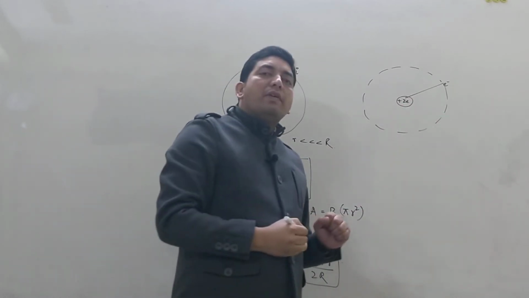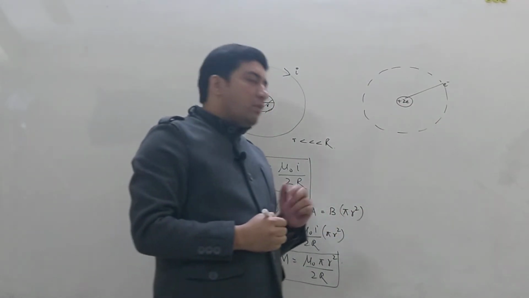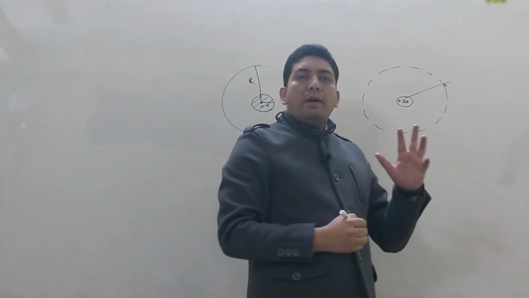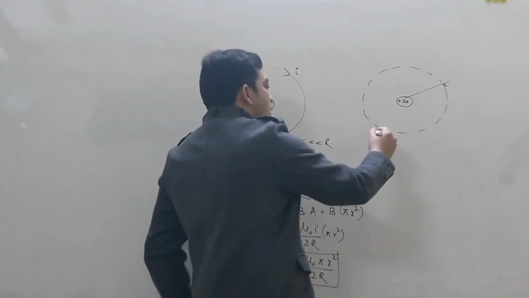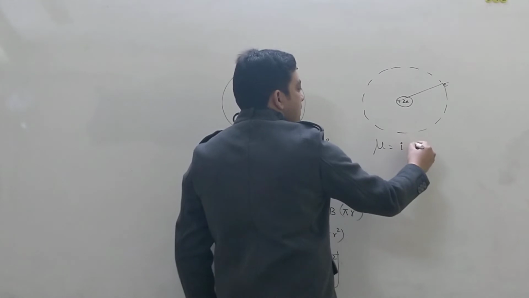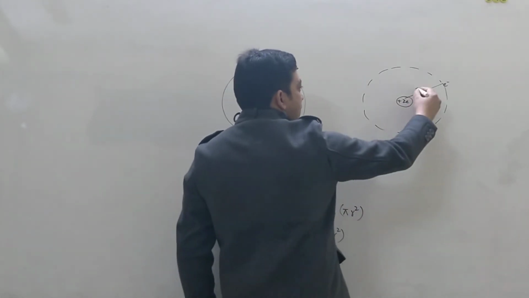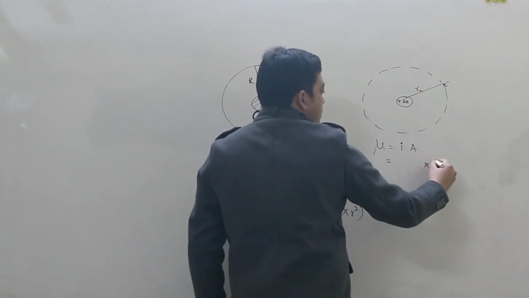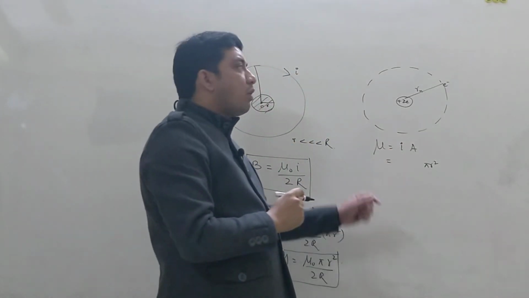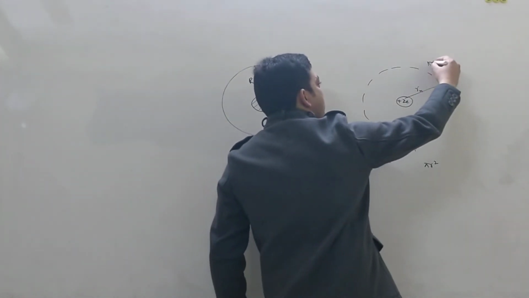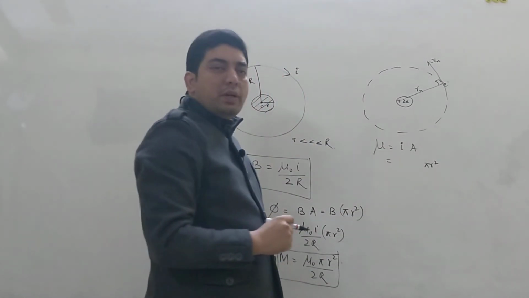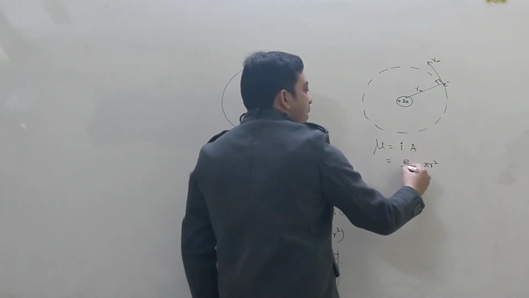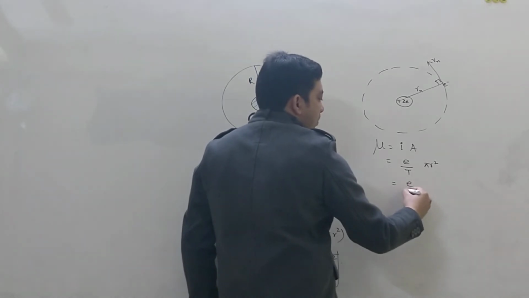So how to identify the magnetic moment? First of all, we know that for a current carrying loop, magnetic moment is given by I into A. Here the magnetic moment can be written as I into A. The area will be given by pi r square. And if an electron is revolving with certain speed Vn in an orbit around the nucleus, then the current will be given by E by T.